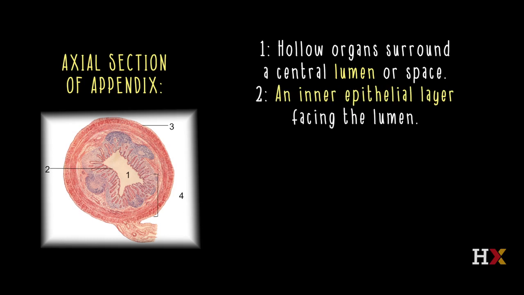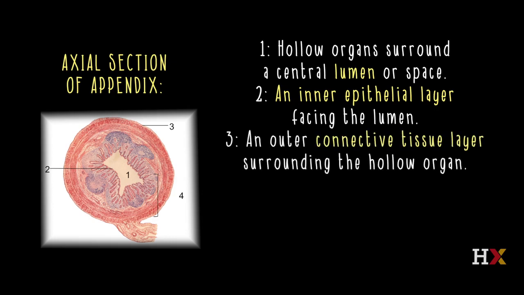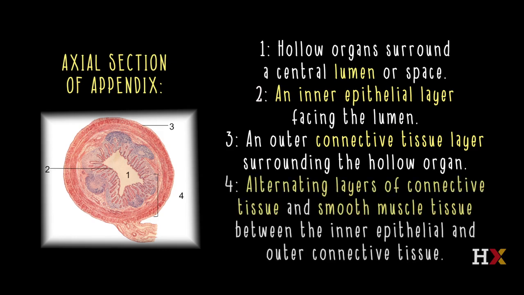Then just below the epithelium, because it's avascular, is a layer of connective tissue that will provide that metabolic support. And then layered from the center of the appendix to the outer surface of the appendix will be alternating layers of smooth muscle and connective tissue. And those smooth muscle layers will be arranged to not only cause the diameter of the appendix to get smaller, but also to contract longitudinally to move things through it.